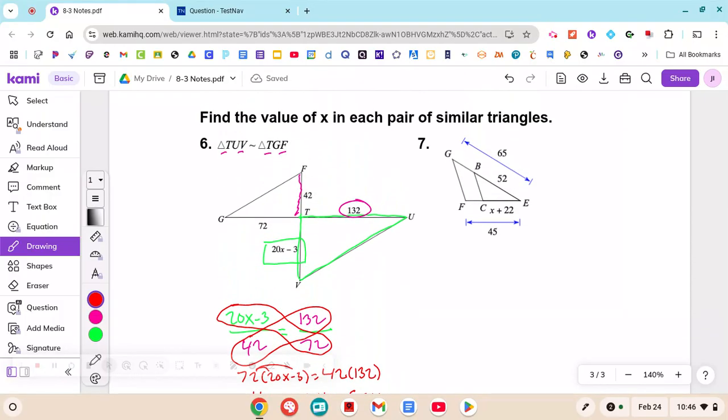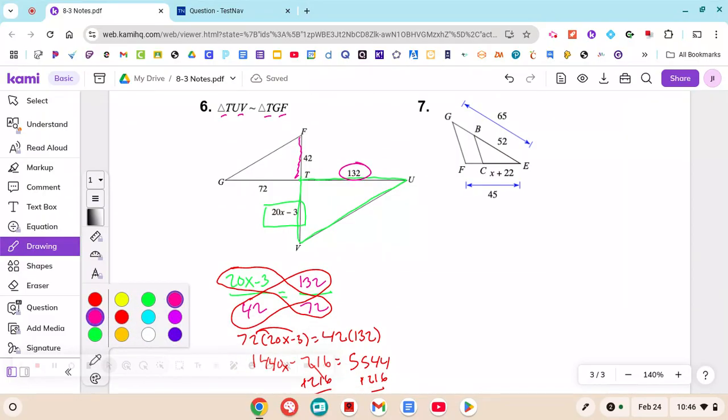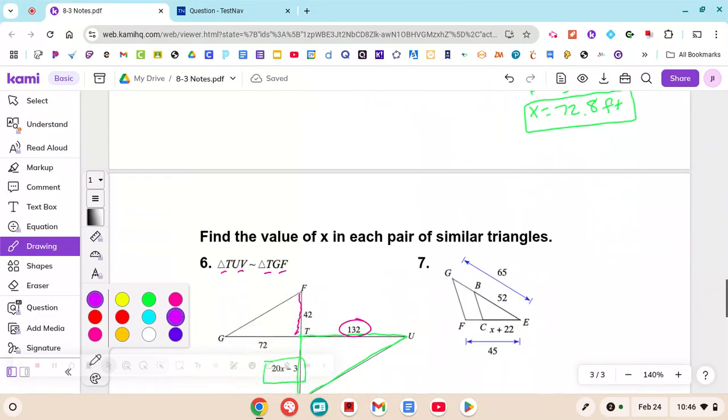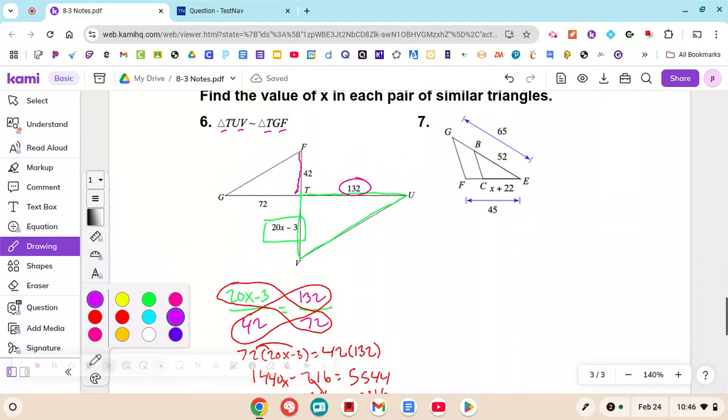Okay, last one. So you have two triangles, kind of like the other two problems here and here, where you have one triangle embedded in the other triangle. I'm really focusing on this right here. I see that's that side of the smaller triangle. So I'll do x plus 22. And then I'm going to put that over the larger triangle side that corresponds, over 45.